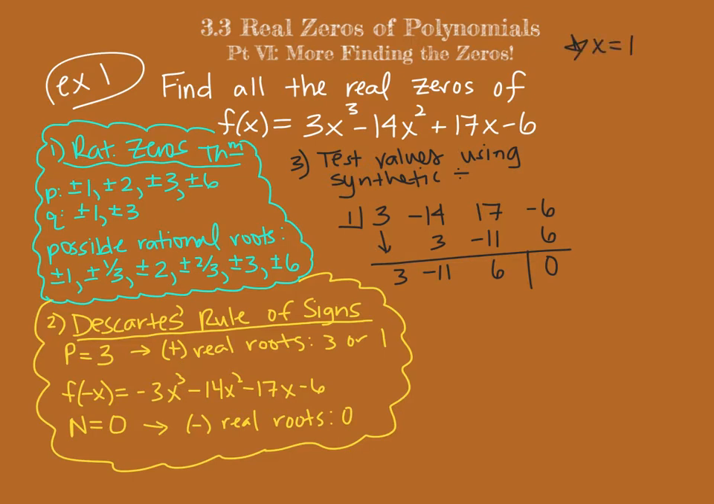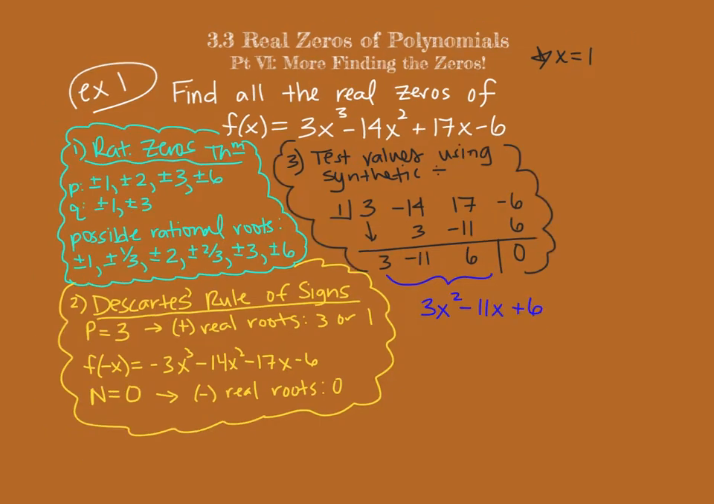That is really cool. All right, now because we started with a cubic, once we've performed synthetic division once, it's knocked us down by 1 degree. We now have this quotient that remains, which is a quadratic. So this quadratic that remains is 3x squared minus 11x plus 6.